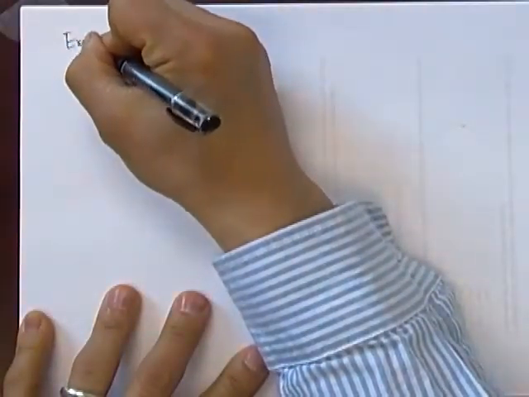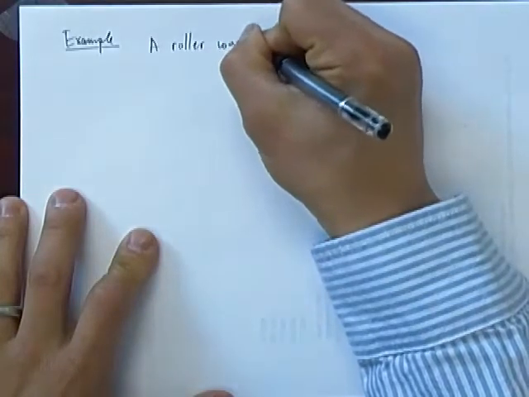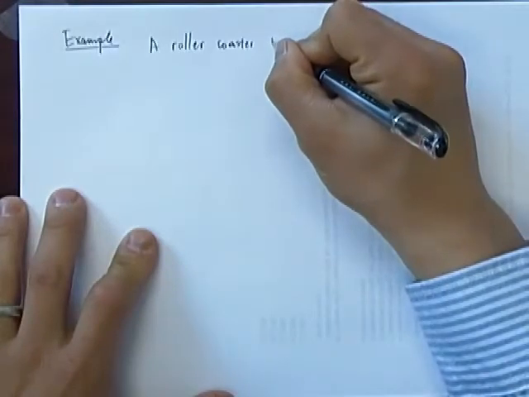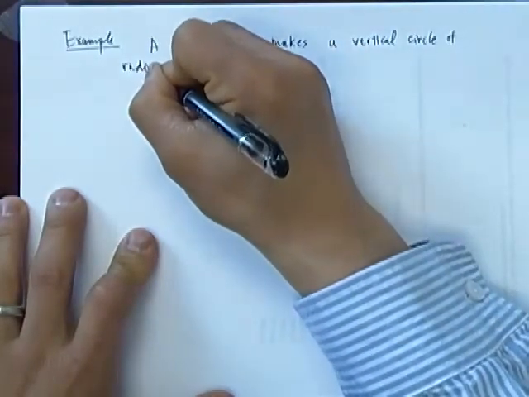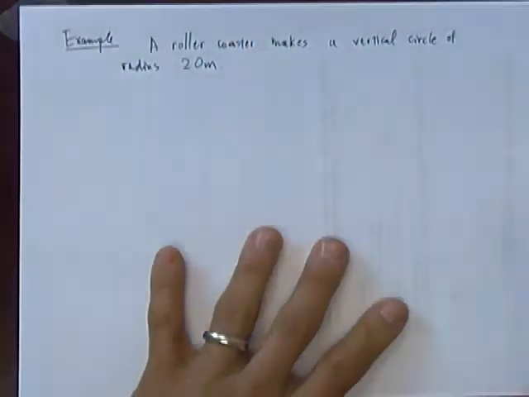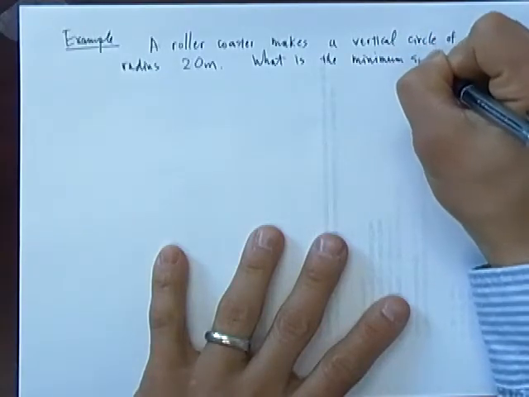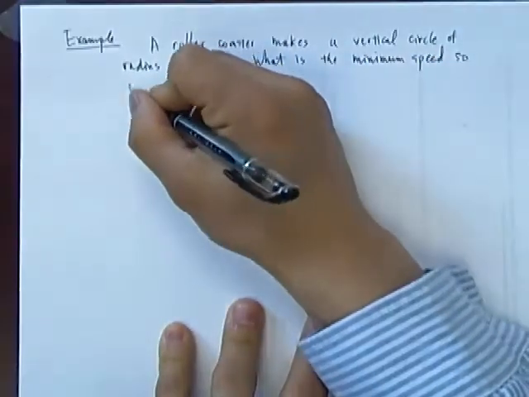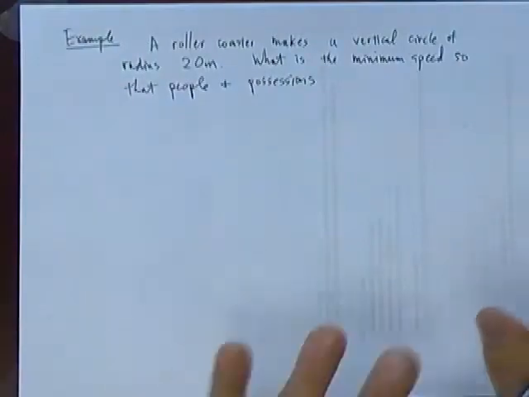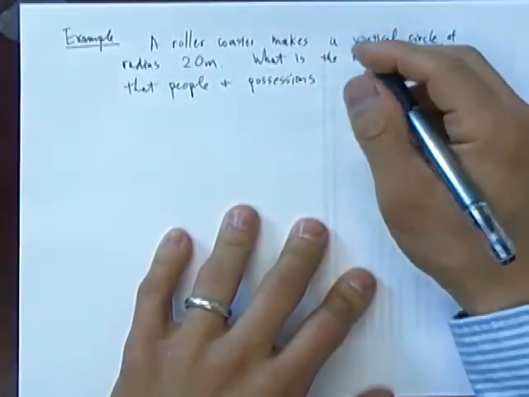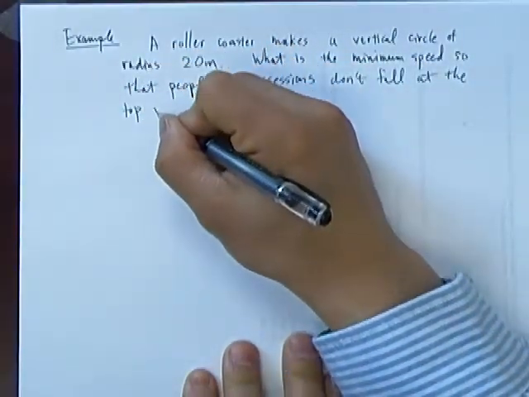So let's consider that a roller coaster makes a vertical circle of radius 20 meters. Okay? So the question is, what is the minimum speed so that people and possessions don't fall at the top of the circle when upside down? I guess it's important that you don't lose your purse or your cell phone or something.